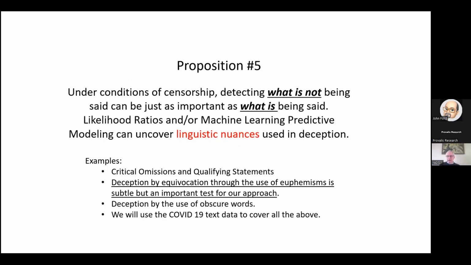Proposition 5: under conditions of censorship, detecting what is not being said can be just as important as what is being said. Likelihood ratios in machine learning predictive modeling can uncover linguistic nuances used in deception. So here's where we get into what I consider the ultimate test, from my own personal standpoint: can I detect certain linguistic nuances?